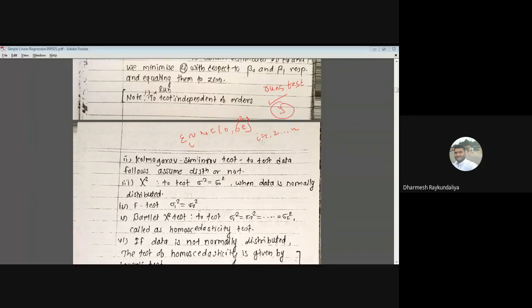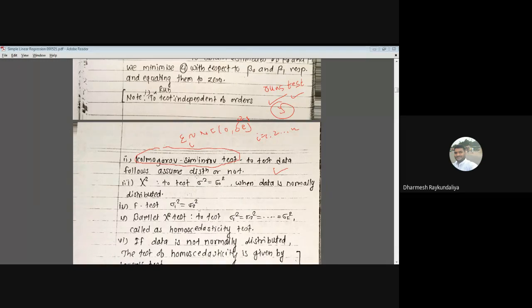Sometimes people straight away fit the least square models and then calculate the residuals and then verify the assumptions, whether the residuals are independent or not, residuals are normal or not. Okay. Second, see whether the data follow the normal distribution or not. One has to use the Kolmogorov-Smirnov test. It is a goodness of fit test to see whether the data is coming from the assumed distribution or not. The assumption here is that it is coming from the normal distribution. Okay.